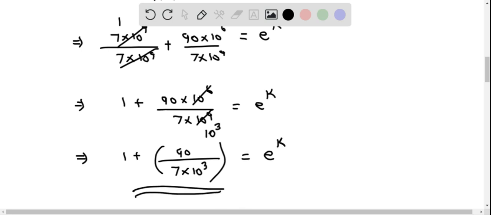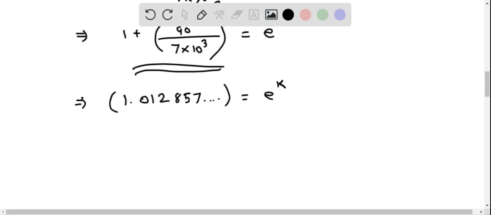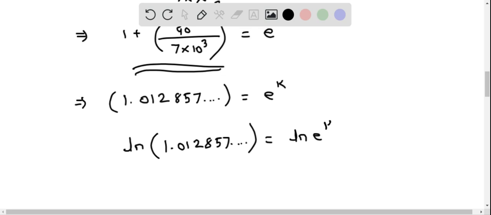So we have e raised to the power of k on the right side. And so we get the value as approximately 1.012857, and this is continuous, and we have e raised to the power of k on the right side. Now to solve for k, we have to take the natural logarithm on both sides. So basically this equals the natural logarithm of 1.012857 continues. This equals the natural logarithm of e raised to the power of k.